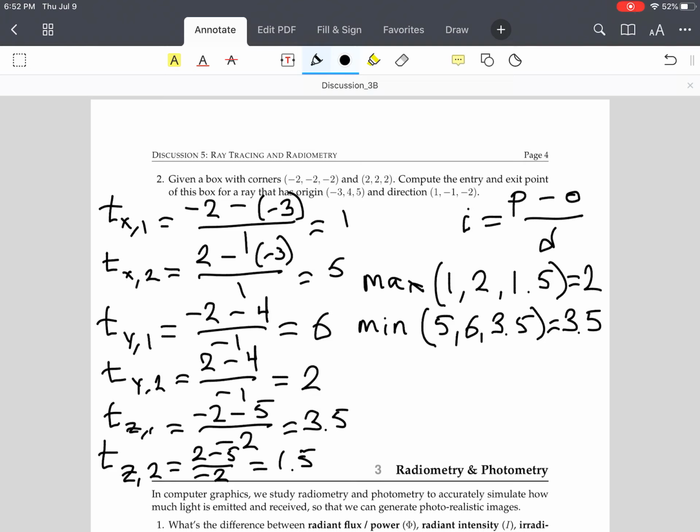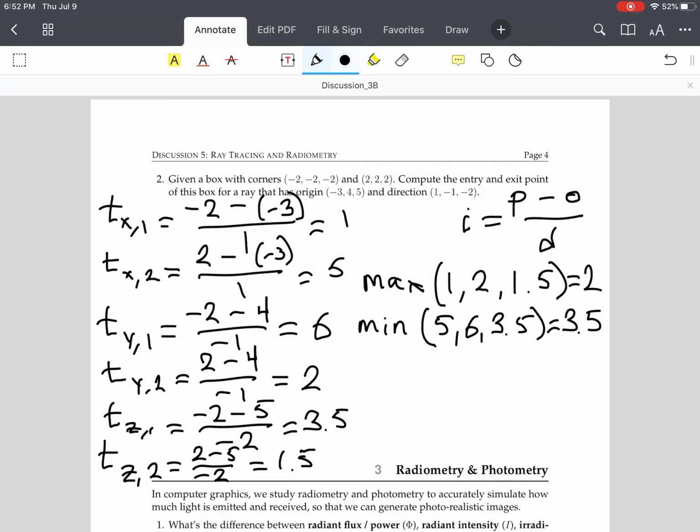And so the reason we do this is because, let's look at t equals 2, right? X goes from 1 to 5. So yeah, we're inside the box in the x direction. And z goes from 1.5 to 3.5, so we're in the z direction. But y doesn't. At 2, we're only intersecting, so we're not there, right? So essentially, we want to check the range of overlap between all of these, and that's the max of the mins and the min of the maxes. And so essentially, we know that we're in the box starting at t equals 2, and we leave at t equals 3.5.